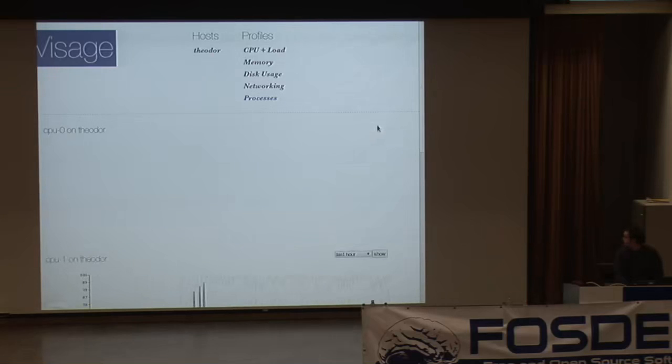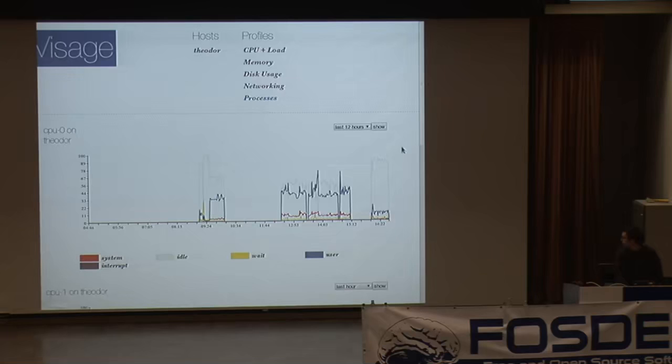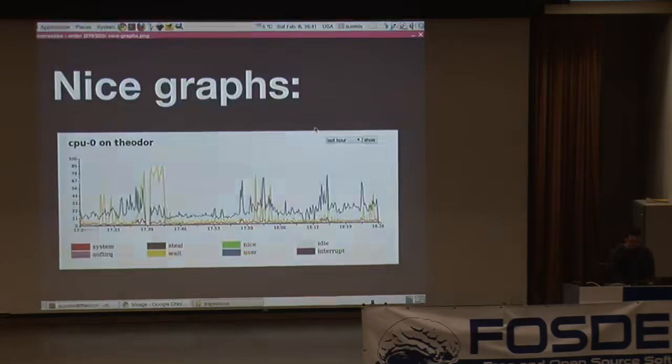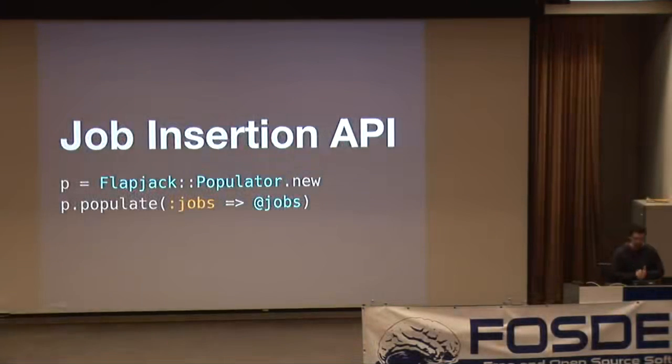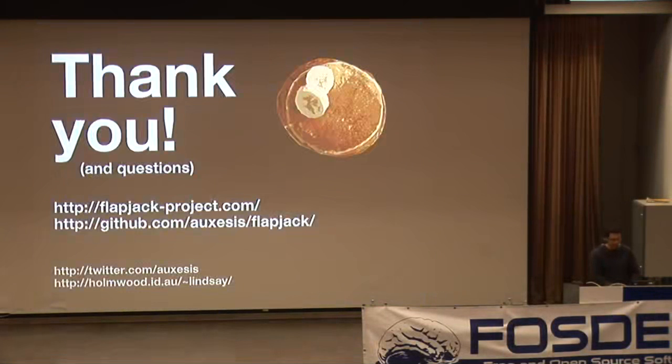The other thing that's in Visage that I haven't publicly released yet is that all this stuff is embeddable. So all these graphs that you see here on the Visage dashboard, there's some code that I've written that you click on this embed link and it spits out a bunch of HTML that you just paste into a page, which is fantastic if you want to create dashboards of all your different statistics that are floating around in your system. The last thing is a job insertion API, which if you're interested in hacking on Flapjack, you should come and talk to me about it later.